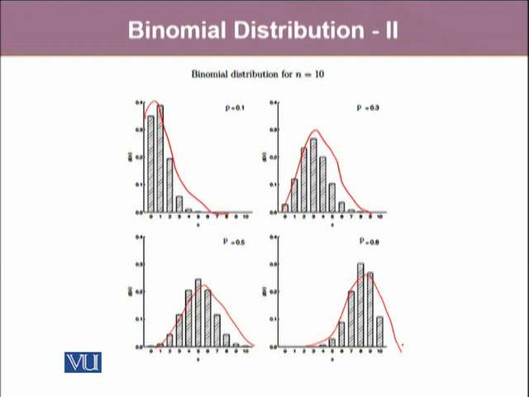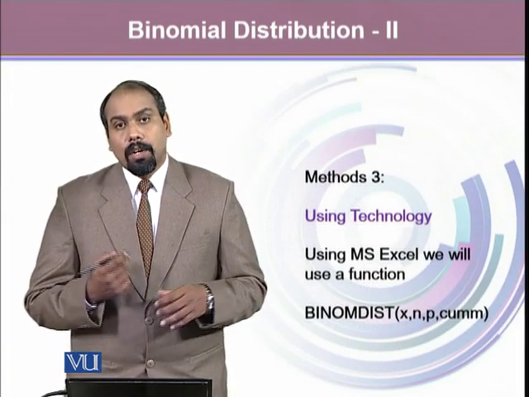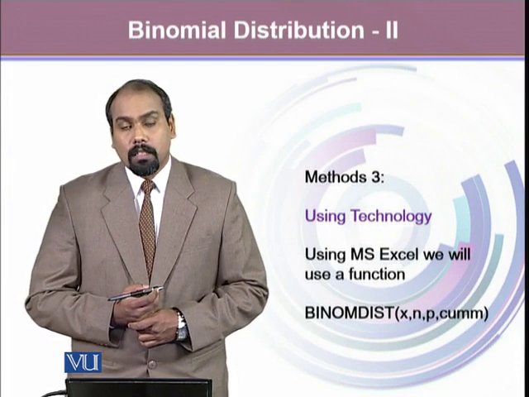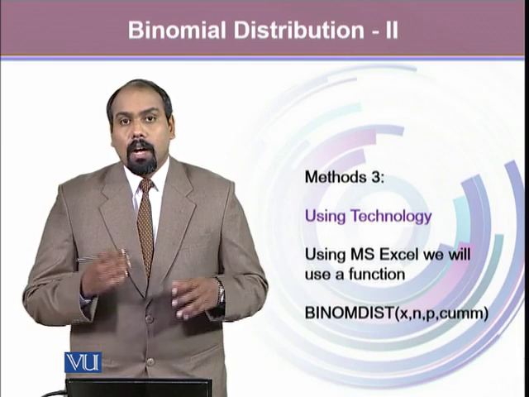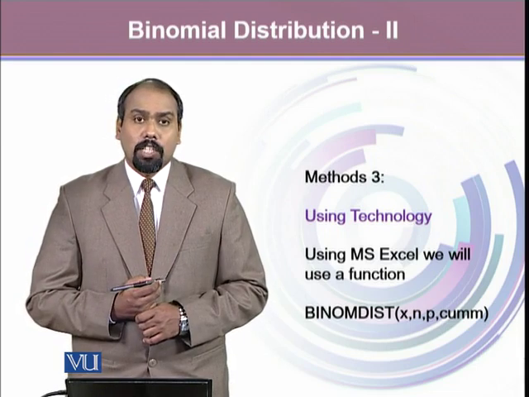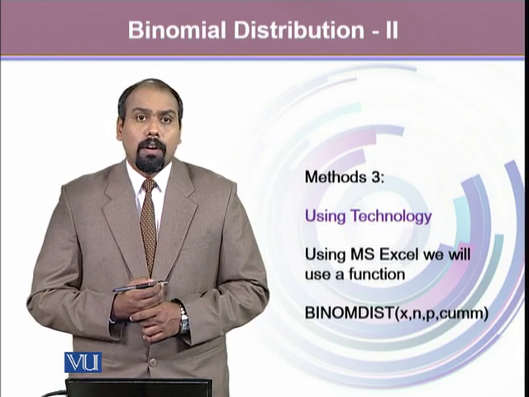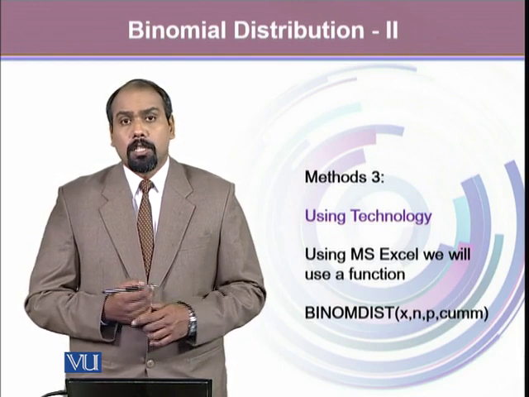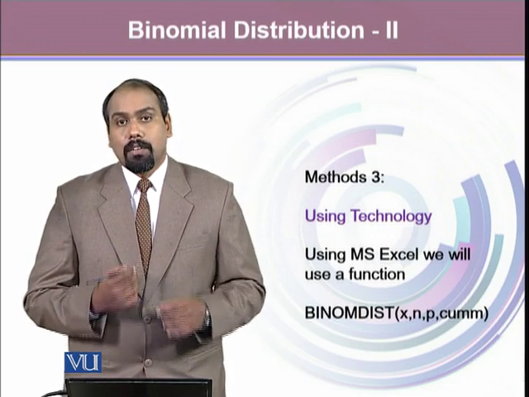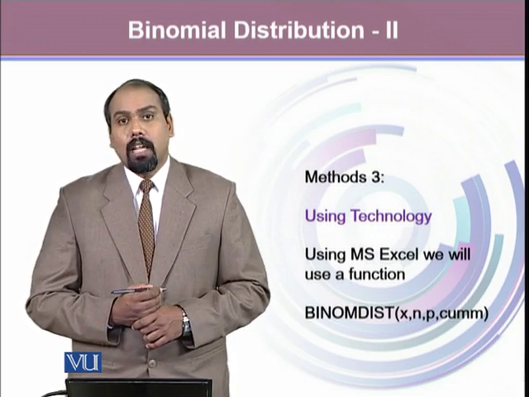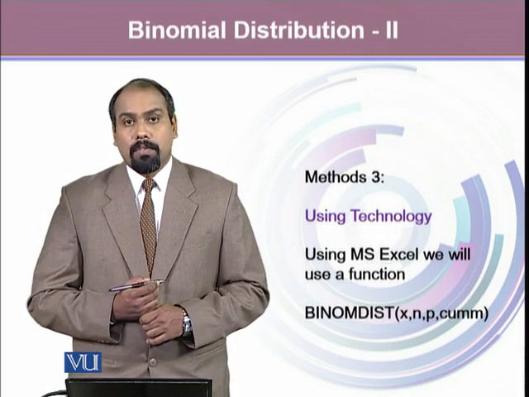So the third method is using technology, where we will be using Microsoft Excel to find the probability distribution. A special function that is used to find the probabilities for the binomial probability distribution is known as BINOM.DIST, where it requires some information: x, n, p, and cumulative. We'll talk about it further later.